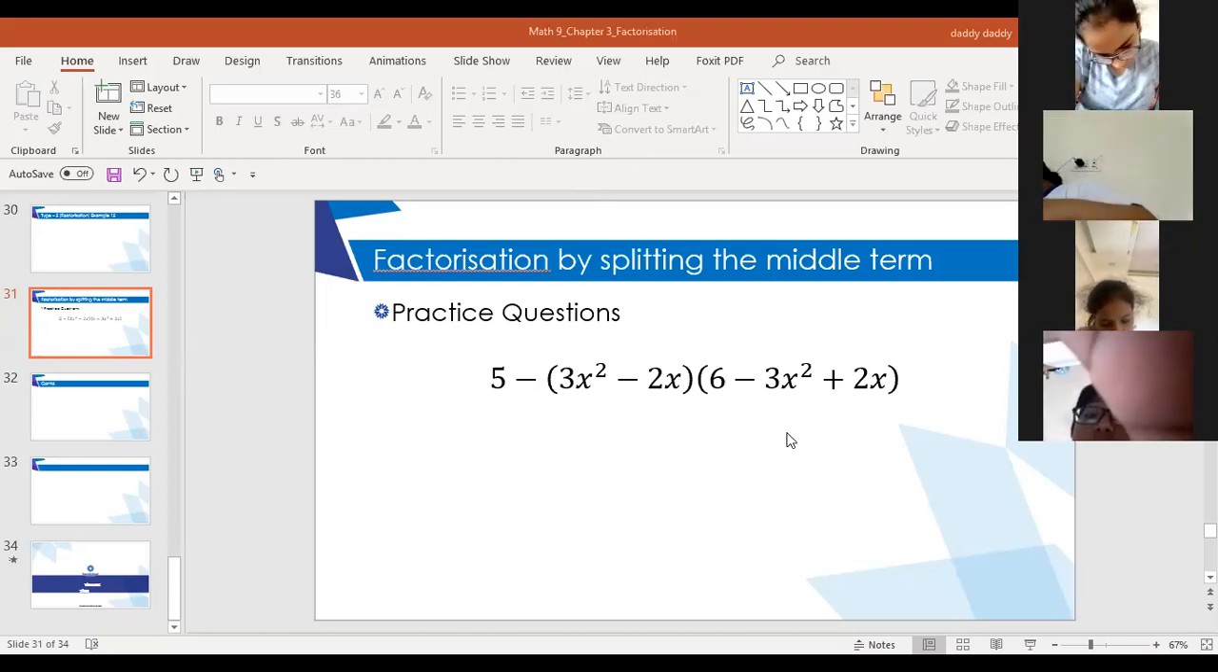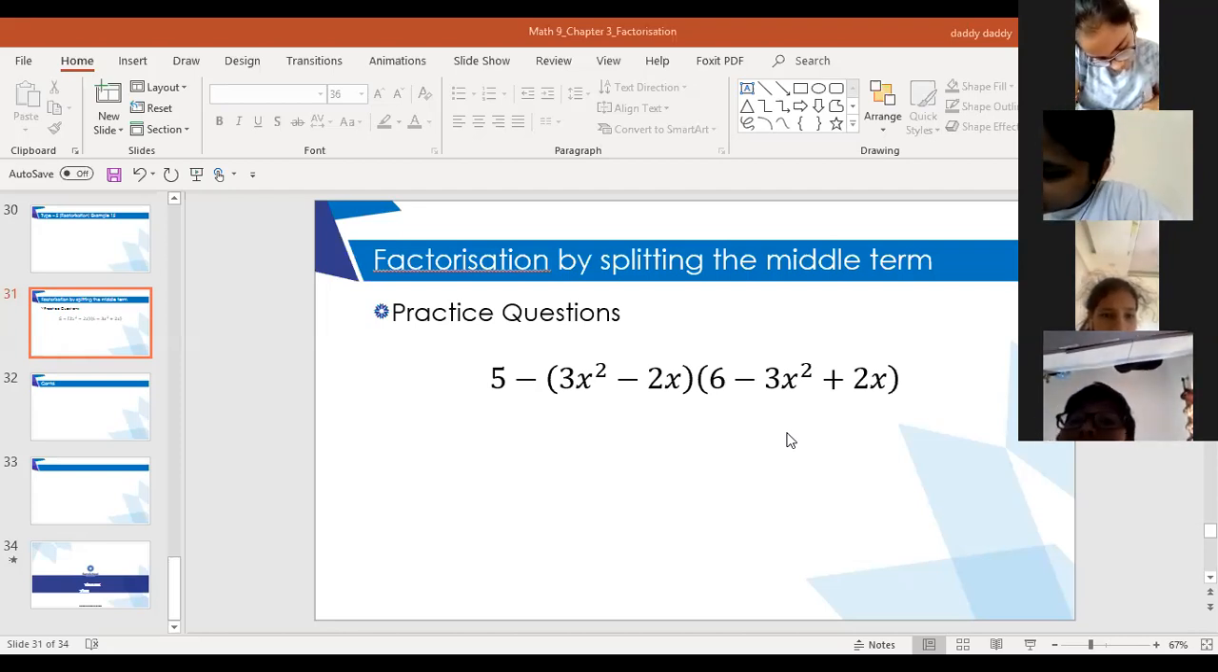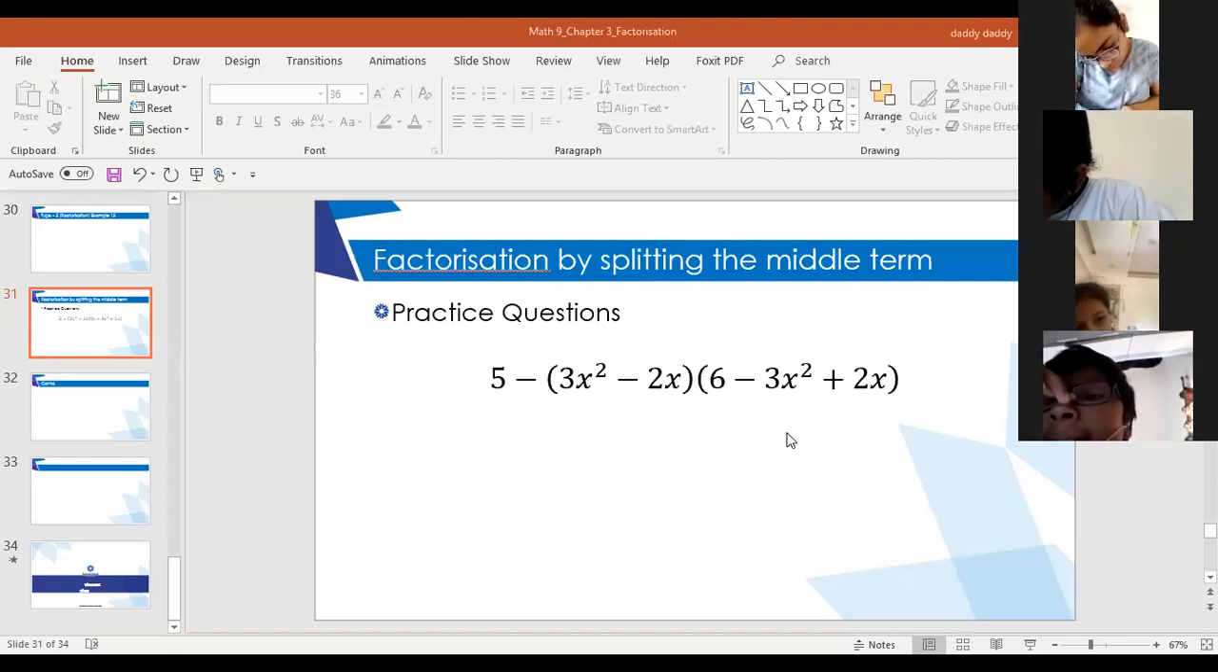Ma'am, it is 5 minus 3x square minus 2x in brackets, 1 minus 3x square minus 2x. What about you, Rohan? Ma'am, 3x square minus 2x minus 1 multiplied by 3x square minus 2x minus 5. Yes, this one is correct. Okay, let me see. Now I will solve it myself.